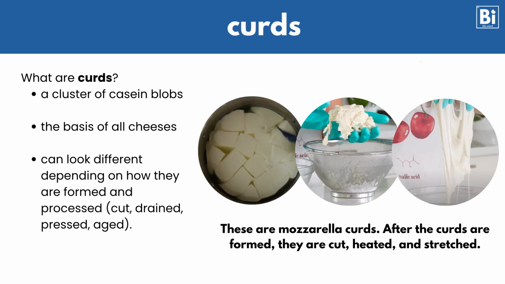We often refer to this mass of casein blobs as curds in cheesemaking. Curds are the basis of all cheeses. Curds can look different depending on how they're formed and processed, like some can be cut or drained or pressed in different ways. You can also see in these other pictures, these are the mozzarella curds after they've been drained, and then we actually stretch and heat them, and that's what gives mozzarella its stretchy, shiny quality.